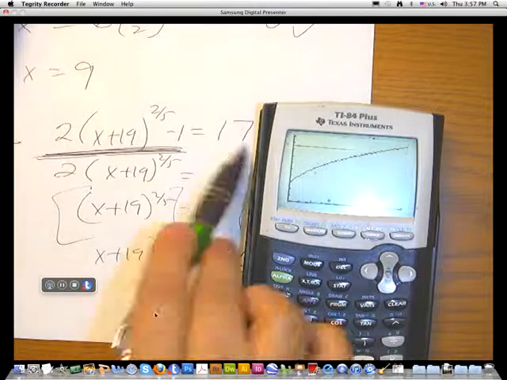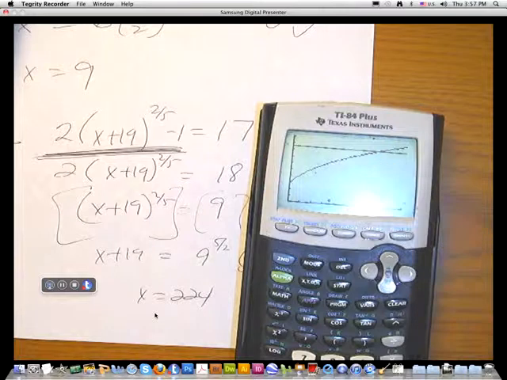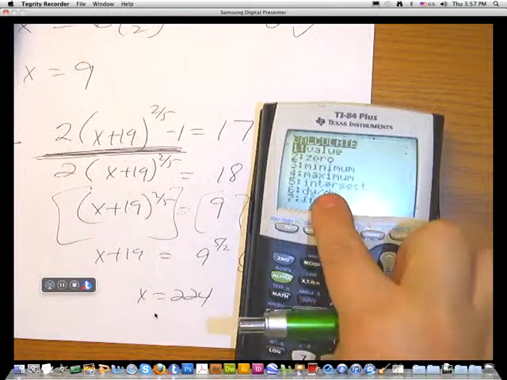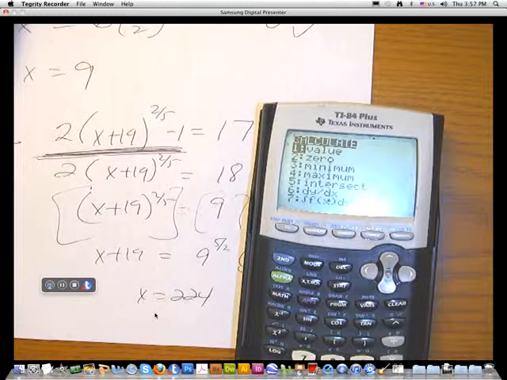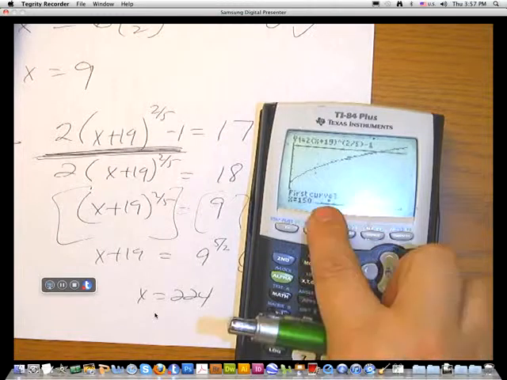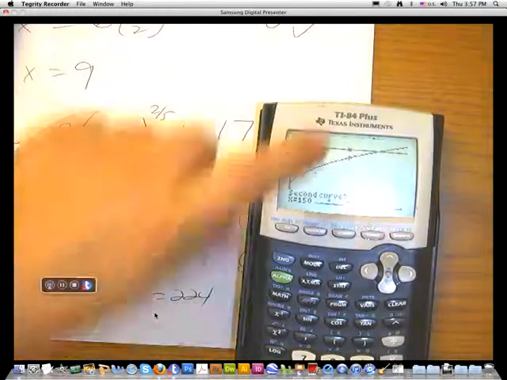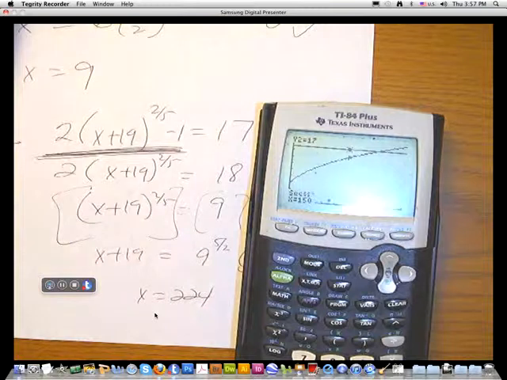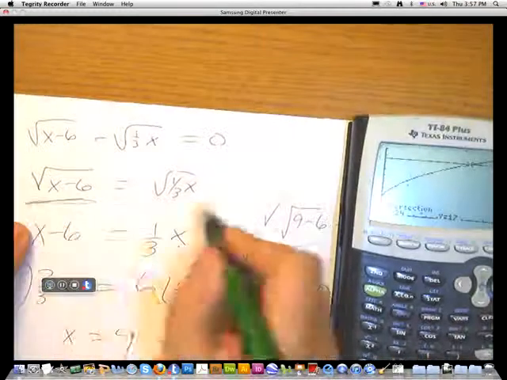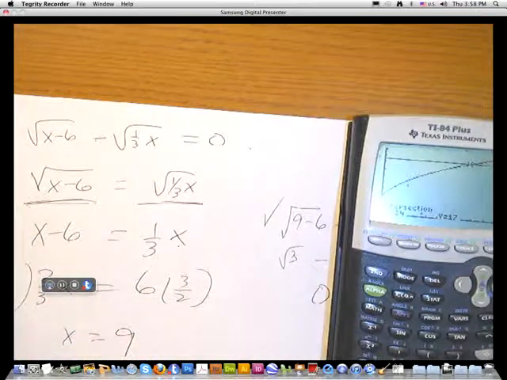My goal is I want to see where these equal one another. I want to see that intersection. So I have to keep changing my window to get to where it is. Then I get to do second, calculate, intersect. The calculator is going to ask you a question. Is this the first line? You hit enter. Is this the second line? You hit enter. Are you sure? And you hit enter. And it's going to jump to that point of 224, which is what we found by hand. So all of these that we did, we could make them y1 and y2, graph them, and find their intersection. And I can do that on all of them.